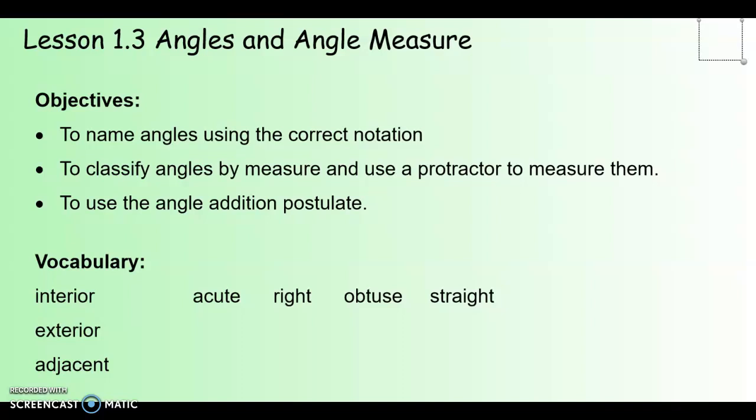Welcome to Lesson 1.3, Angles and Angle Measure. The objectives for this lesson are to name angles using the correct notation, to classify angles by measure, to use a protractor to measure them, and to use the angle addition postulate. The new vocabulary that we're going to be using in this period is the words interior, exterior, adjacent, acute, right, obtuse, and straight.